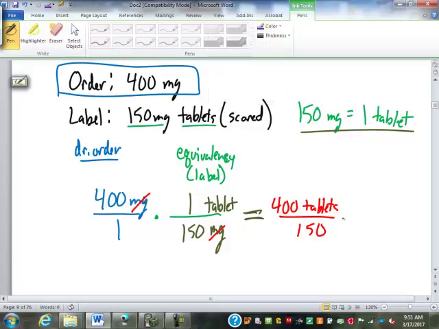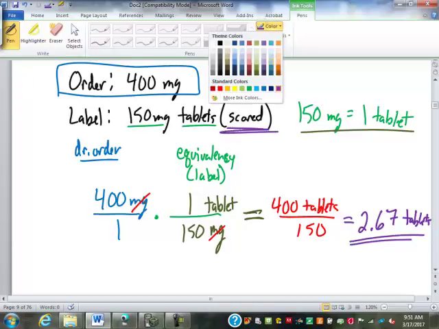And we divide that out. 400 divided by 150 is 2.67 tablets. Now the reason I put scored in here is it implies then that this has to be to the nearest half a tablet.